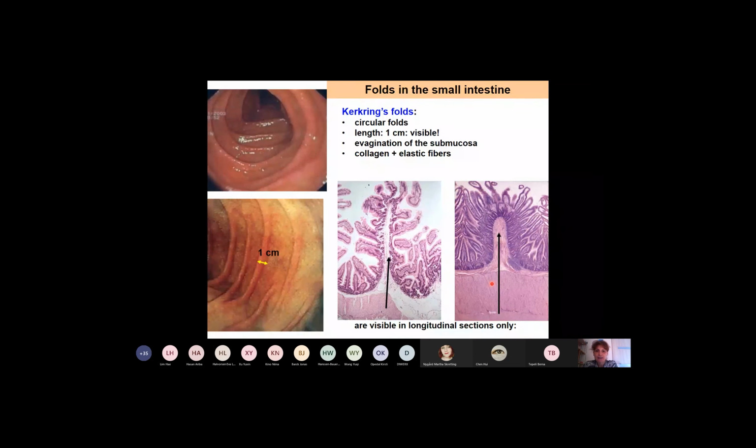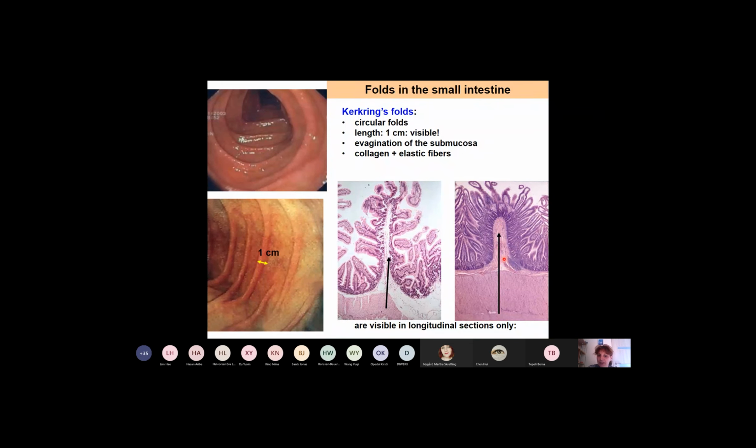What are the folds? Here you can see two pictures next to each other with hematoxylin eosin, and in both cases you can see the villi again. So villi are these projections of the lamina propria. But in both cases you can see also a fold, and the folds are always projections of the submucosa. That's why the folds are covered by the mucosa.